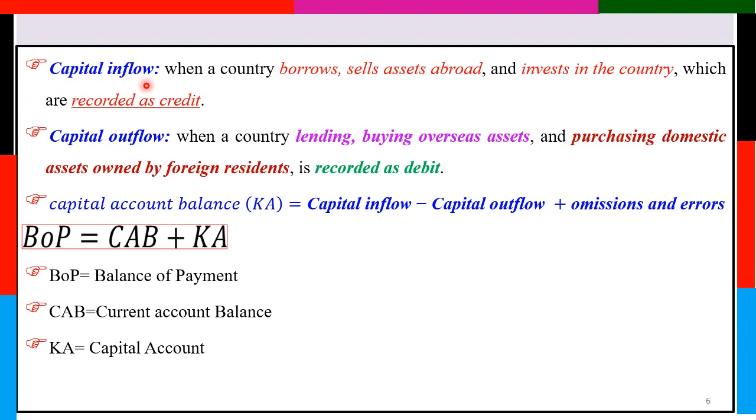Capital inflow, again we have the capital outflow. When you take the difference between capital inflow minus capital outflow, plus error and omission, then you can get what? Capital account. Capital account is equal to capital inflow minus capital outflow plus omission and error. Overall, the balance of payment is what? The summation of the capital account and the current account balance.